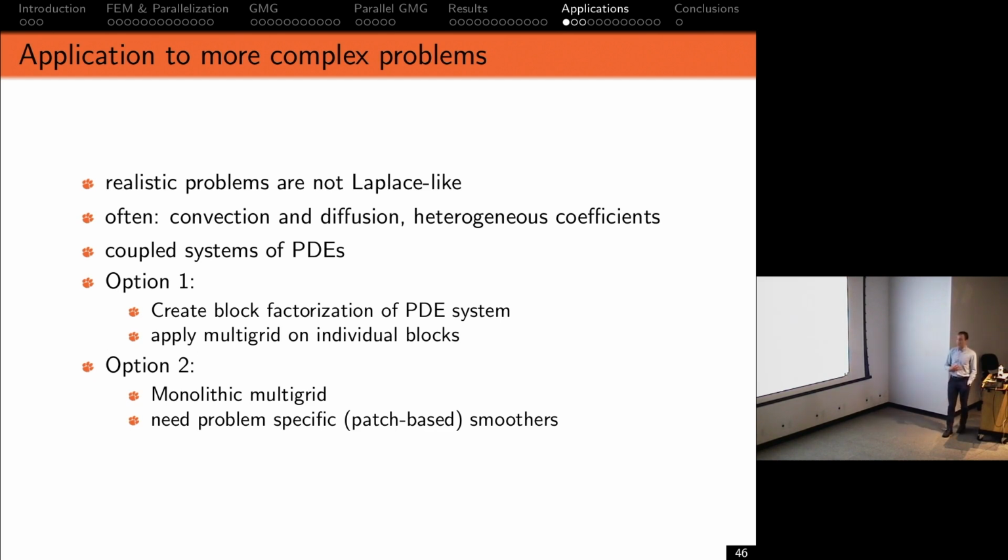In my opinion, you have two options. Option one is you sit down and do a block factorization of your PDE. I'll show you an example in a second. Then you apply multigrid on individual blocks and hope that they are Laplace-like. Option two is you figure out smoothers that work for the monolithic problem and do multigrid on the whole thing. They are then problem-specific. You might have heard of Vanka smoothers, for example, which is probably one of the earliest or most prominent examples, where you can do it for fluid flow problems. But for higher order methods, you have to do higher order patches and so on.